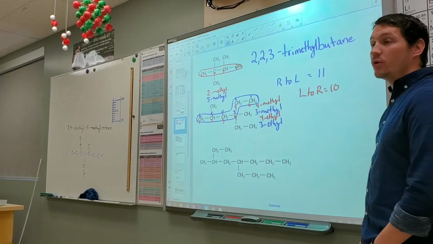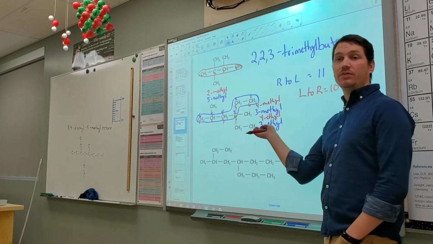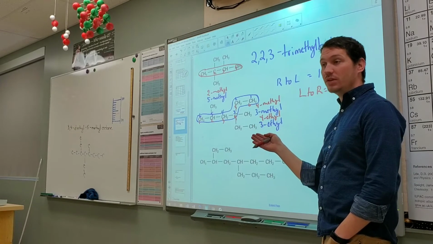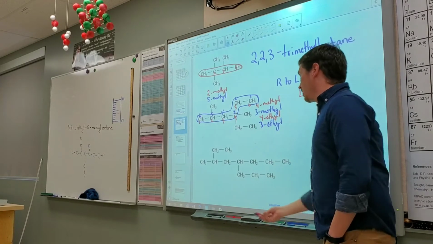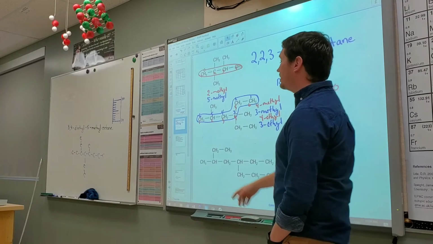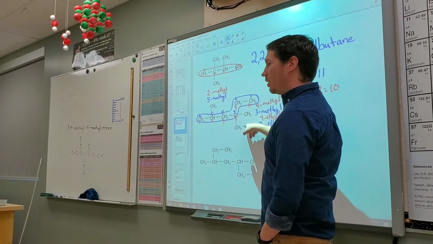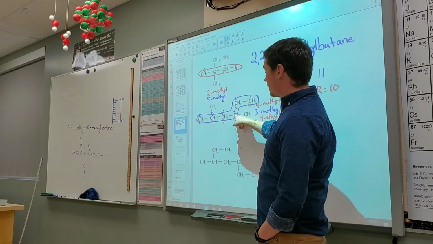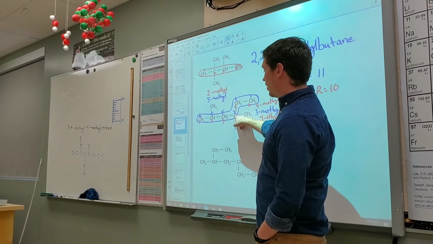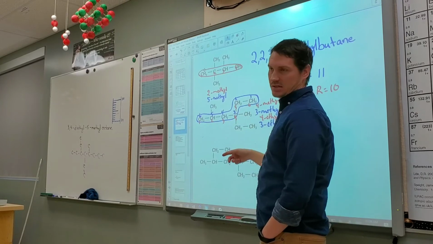So you have no choice. The choice is taken out of your hands. You have to number this from left to right. Now, I want to be very clear. It didn't matter if we went up with our parent chain or if we went down, because this was an ethyl attached to carbon number 4, but this would have been an ethyl attached to carbon number 4, so it didn't really matter.